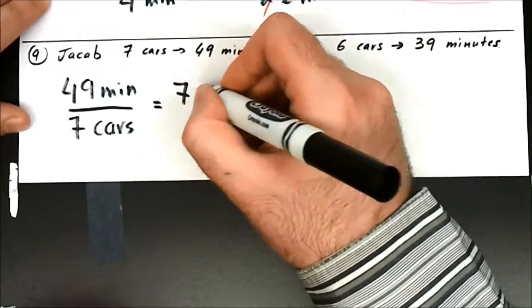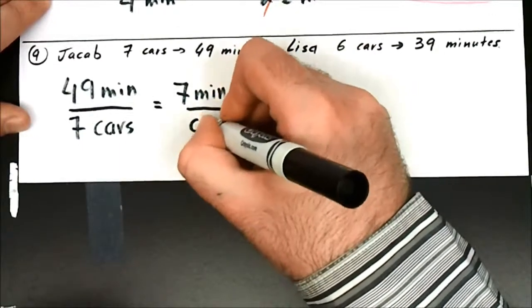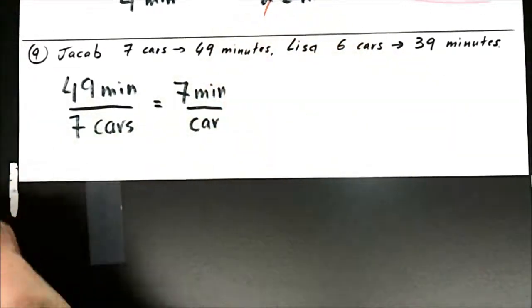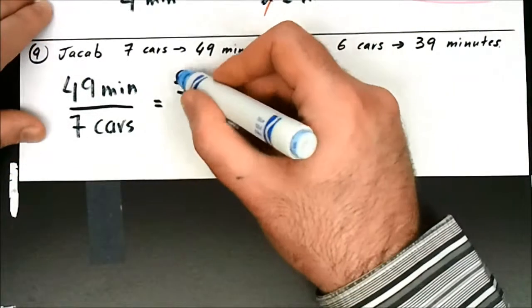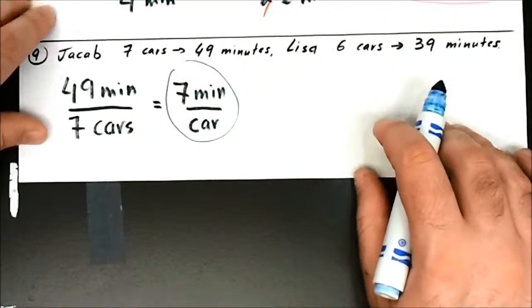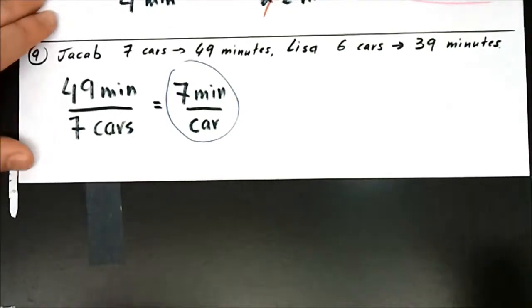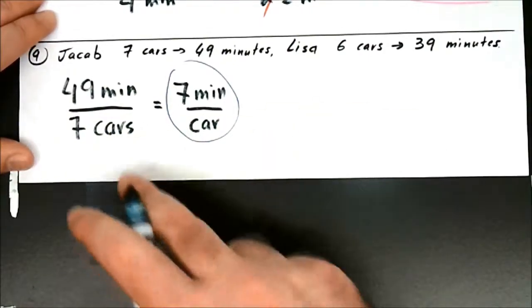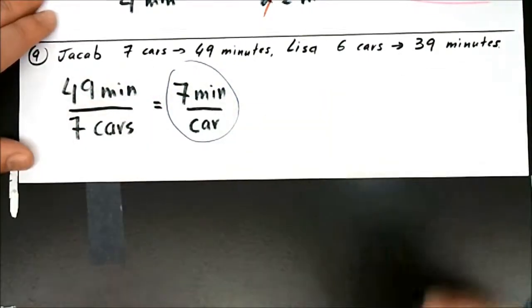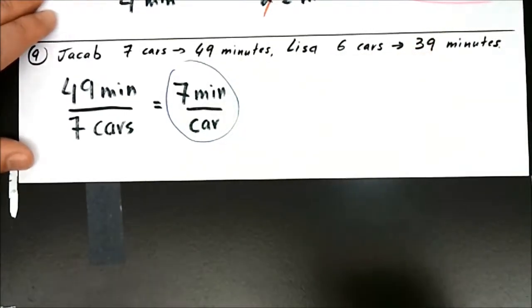$7 minutes per car. And that's the unit rate for Jacob. Let's use blue for Jacob. Also the same thing for Lisa. Again, I'm going to put the minutes on top. And once you choose one method, you have to stay consistent. You can't put minutes on top for Jacob, but then cars on top for Lisa. It's going to give you some weird numbers. So if you choose the other way, you stick to it for both.